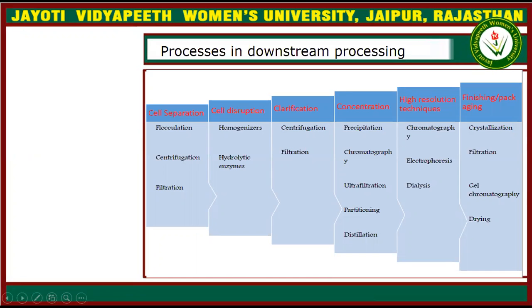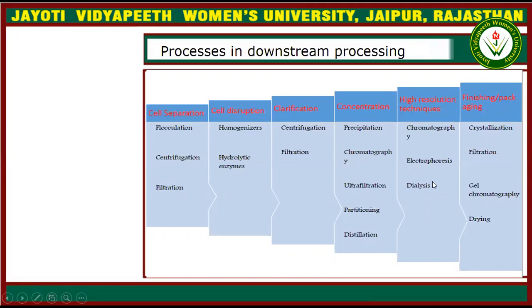The first thing is cell separation, and after separation of these cells, we go to cell disruption. Then after cell disruption, we go to the clarification process, and we clarify the products. After clarification, we go to the concentration of the product for the isolation of pure products, and after this process, we go to high resolution techniques such as chromatography, electrophoresis, and dialysis for the recovery of pure product.